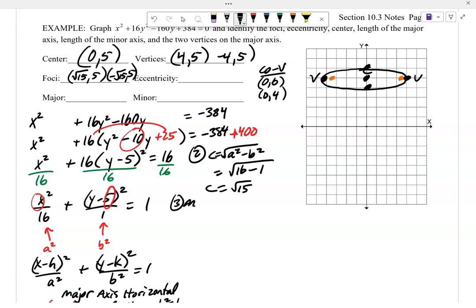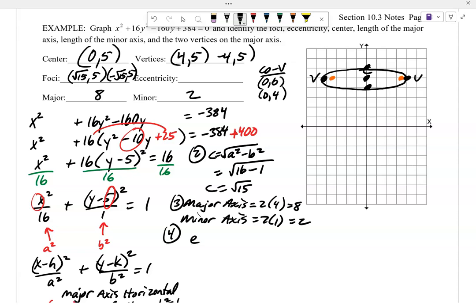Length of the major axis, 2a, so we got 8. Minor axis is 2 times b, so we got 2. Our eccentricity is c over a, so we got square root of 15 over 4, 0.97, so it's pretty skinny there.